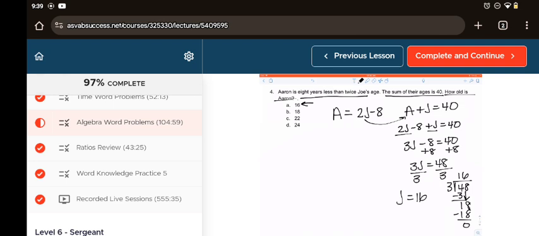It is not. The question is asking for Aaron's age. So we have to take this, plug it in over here. So A equals 2 times 16 minus 8, which is 32 minus 8, which is 24. So this is not the correct answer, but this is. Okay? Remember, always go back and read what the question is asking you for.